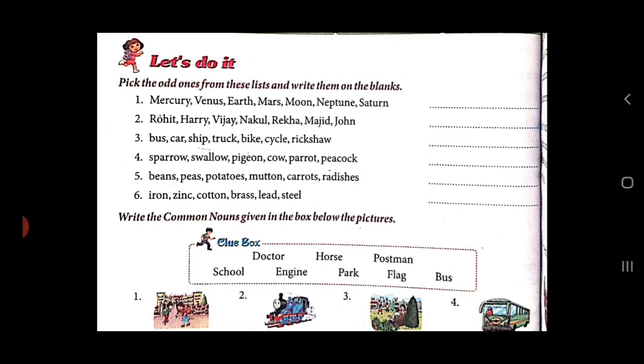Now these are the names of planets. Can you see? Just read it out once more and can you find that one particular name is not the name of a planet? Yes, Moon. Moon is not the name of a planet. Understood? So that will be written in the blank given, because the other words are the names of different planets. Mercury is a planet, Venus is a planet, Earth, Mars, Neptune, Saturn, all these are the names of planets. But Moon is not the name of a planet. So that will come in the blank given.